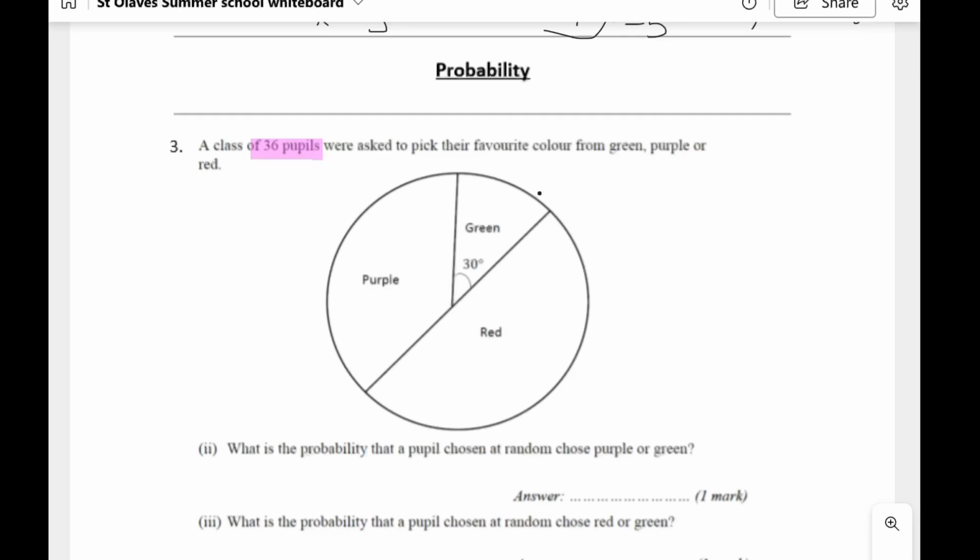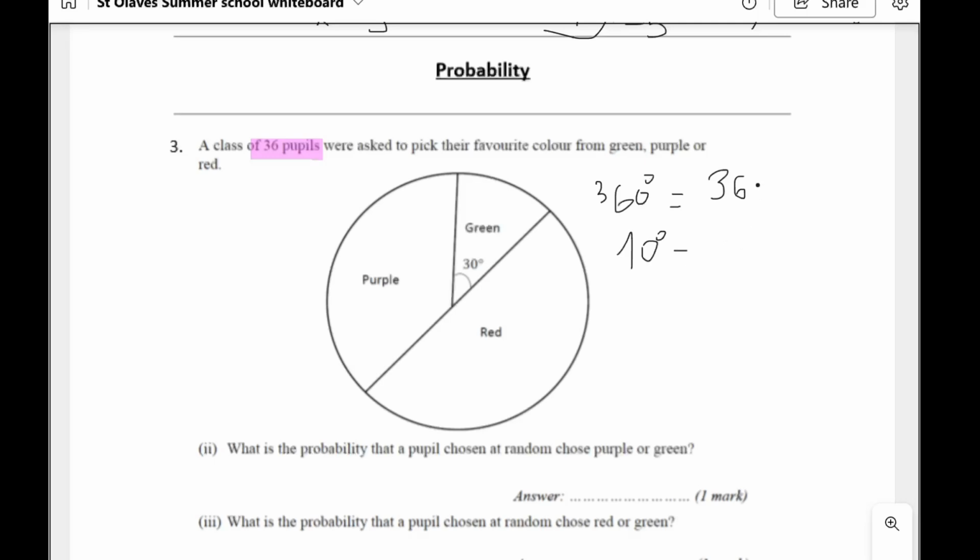Now what's good is that in a circle there are 360 degrees, and this is equal to 36 pupils. So it's a nice and easy number because we know that 10 degrees is equal to 1 pupil.